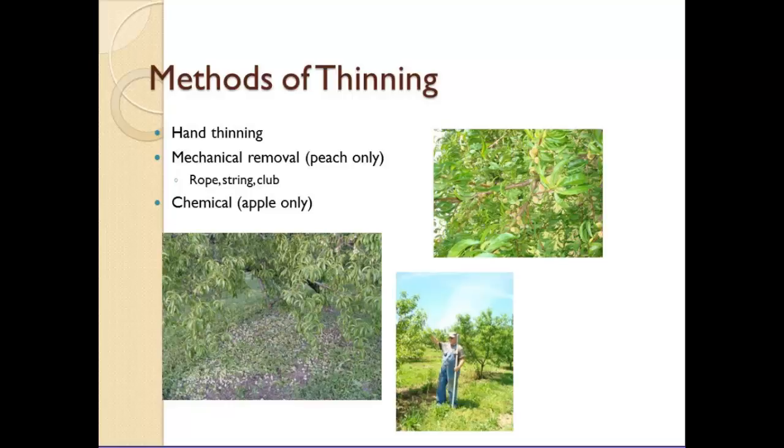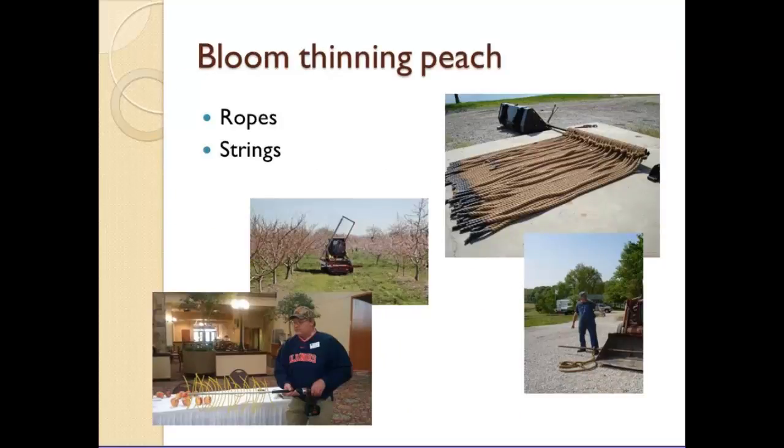The lower picture is a grower that is using a PVC pipe that has batting on the tip, and he's just kind of batting on the branches, knocking off peach fruit on there. And with apples, we have the most control with chemical thinning. So let's look at some of the details on there. So when we're talking about bloom thinning on peaches, we have either handmade rope thinners, or you can have string thinners that usually you have to purchase.